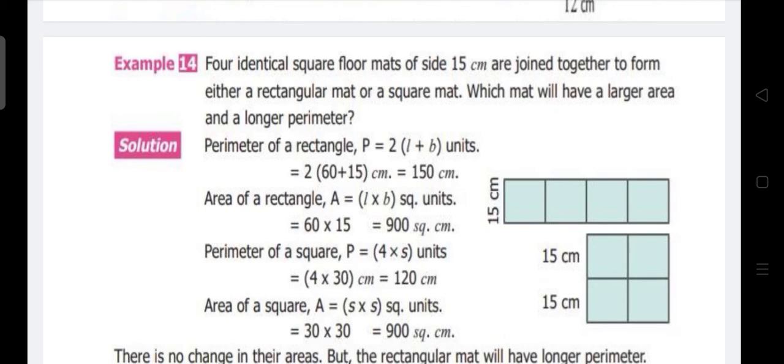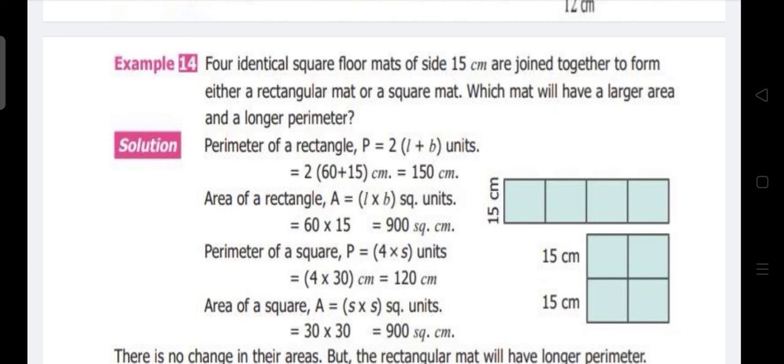So perimeter of the rectangle, P is equal to 2 into (L plus B). Here L is 60, 15 four times added, you will get 60. Breadth is 15, that is 60 plus 15, 75. 75 twos are 150 centimeter is the perimeter. Area of the rectangle is 60 into 15, that is 900.